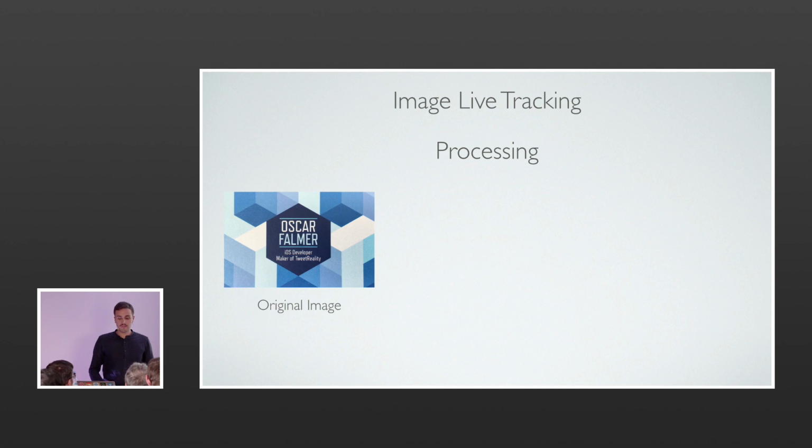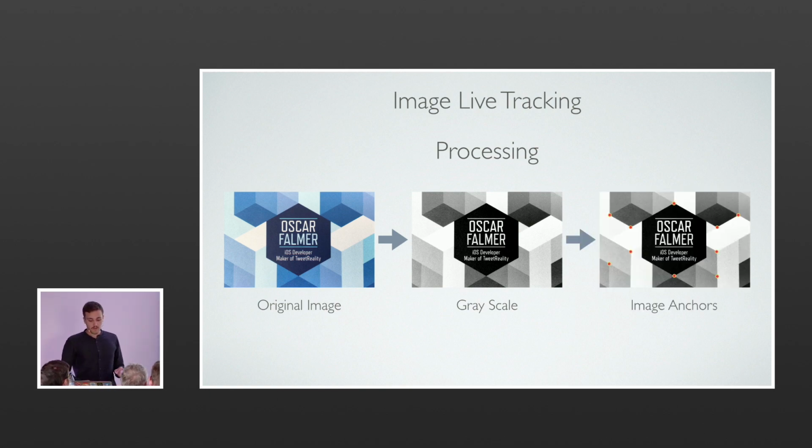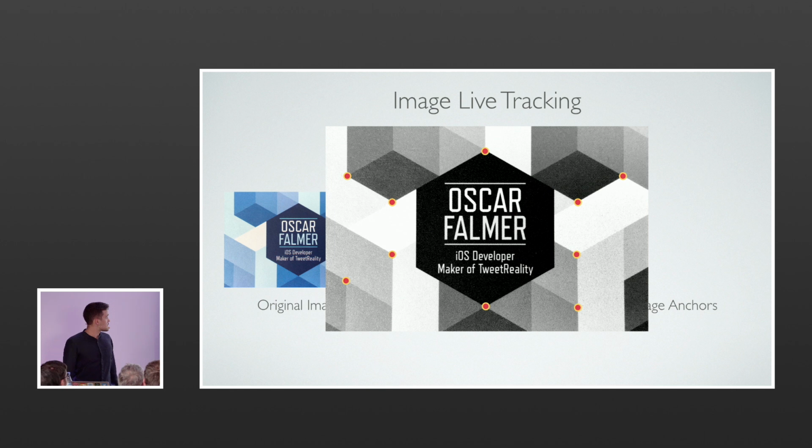So first of all, we get the image on Xcode. This is the original image. Then they're going to make a grayscale version of it, and then they're going to find image anchors. So basically, they're going to find spots that are very contrasted, where you can very easily recognize the image. That's why it looks like this.